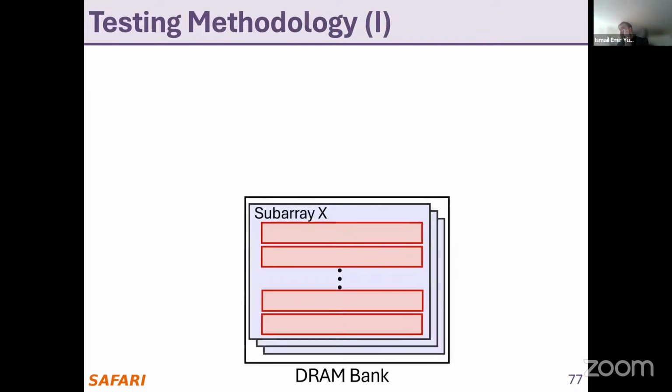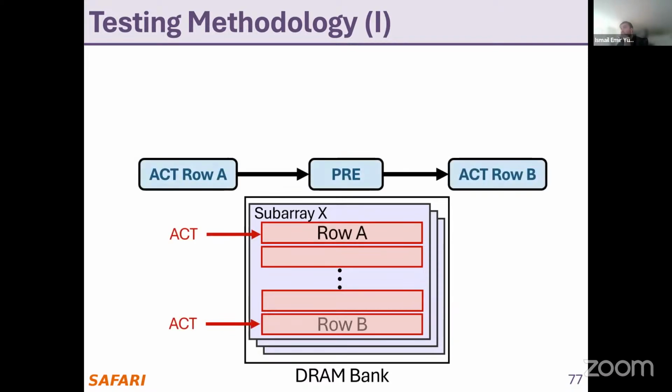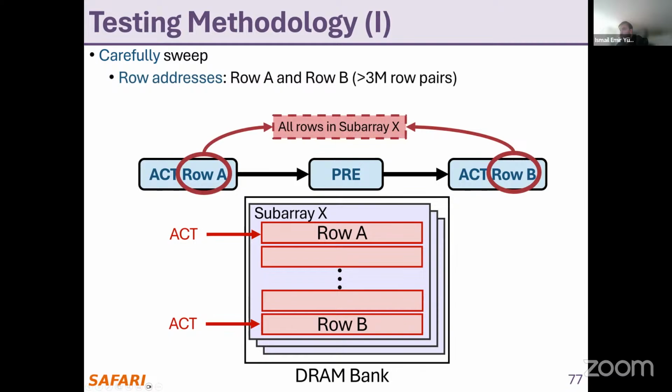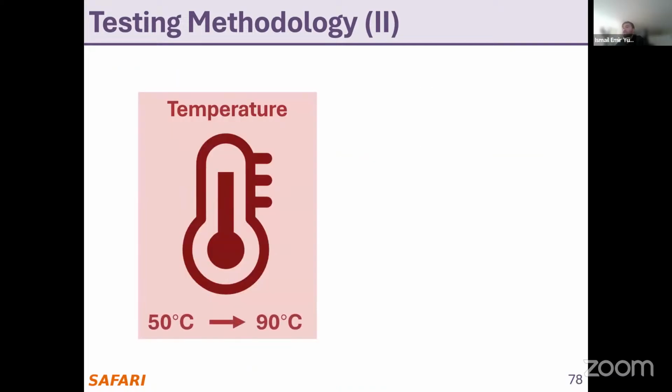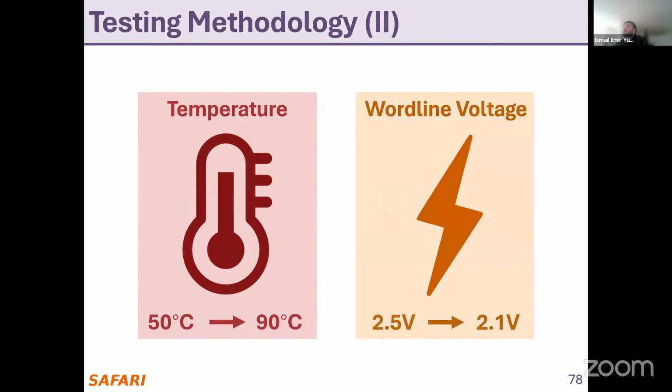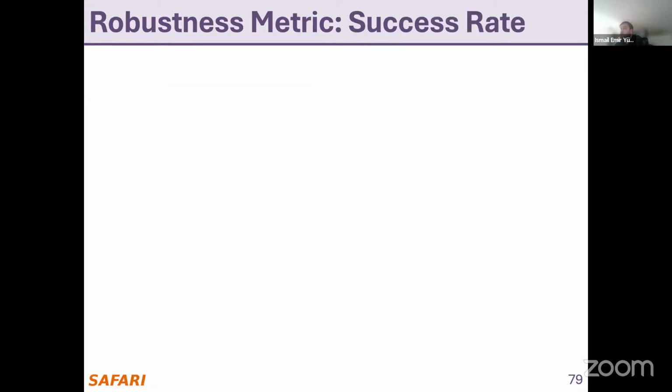In this paper, we focus on a single subarray, where we have multiple rows, and we use the same key command sequence as in the previous paper: activate row A, precharge, and activate row B. We sweep those row addresses to understand how multiple row activation works in the same subarray, and we also sweep the timing parameters. We test different temperatures from 50 degrees Celsius to 90 degrees Celsius, and we test various word line voltage levels from 2.5 volts, which is the nominal case, down to 2.1 volts.